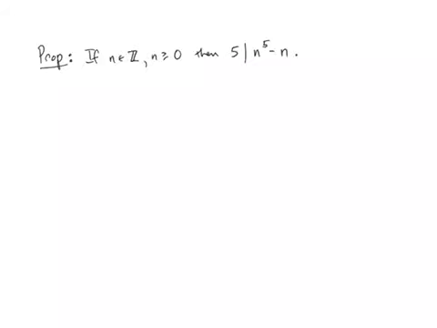Okay, so in this case, notice our n here is over non-negative integers, right? So that's natural numbers together with 0. So note, in this instance, our base case will be p sub 0.